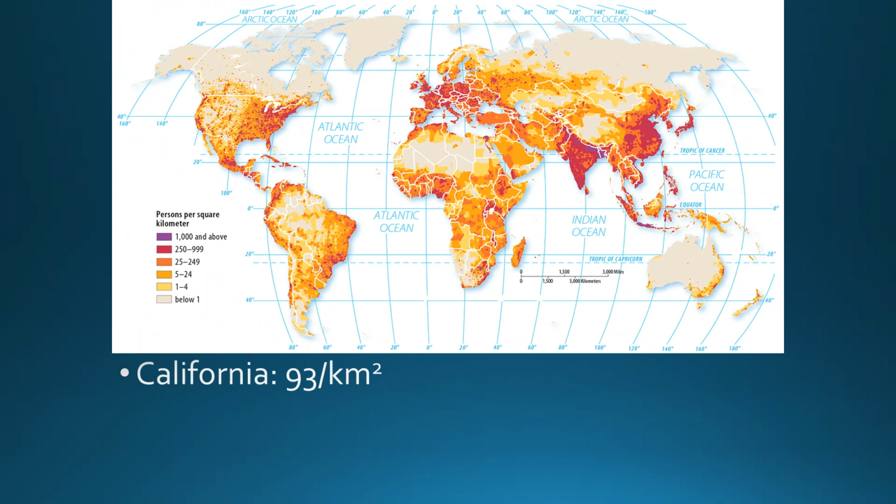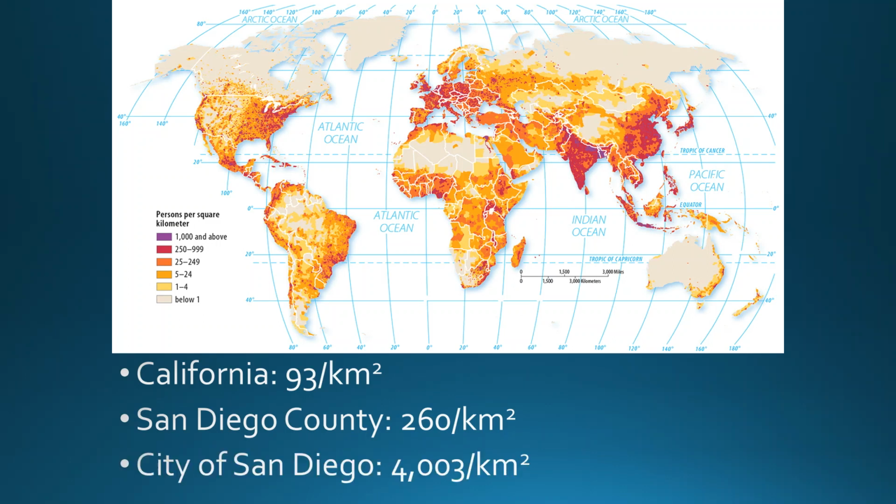And so we can look at population density in California. We have 1 person for every 93 square kilometers. We have a lot of land in California that is fairly open. In San Diego County, that's higher. We have 260 people per square kilometer. In the city of San Diego, we've got about 4,000 people per square kilometer. So again, those urban areas are much more dense. In Hong Kong, though, in this one neighborhood in Hong Kong, you have 57,000 people per square kilometer. The city of San Diego is generally not that dense compared to some other really dense urban places in this world.